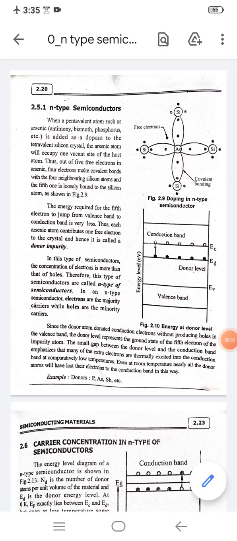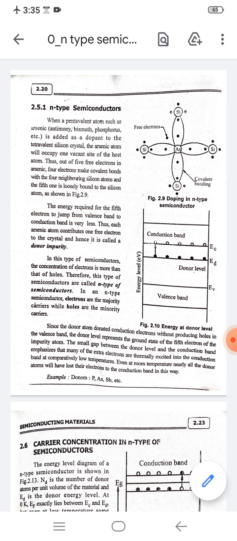In this video, we are going to see about N-type semiconductors. Semiconductors can be classified as intrinsic semiconductor as well as extrinsic semiconductor based on their purity. The extrinsic semiconductors are classified as N-type semiconductor and P-type semiconductor based on the dopant. In this class, we are going to see N-type semiconductor.